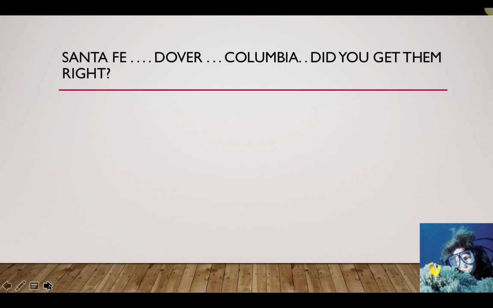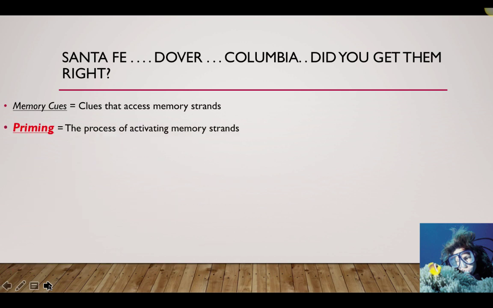Some of you probably got those right. Some of you probably got none of them, which is okay, I guess, for this class right now, but you might want to check your geography. So the memory cues we use, the letters or initials, those are clues that access those memory strands. And if it popped into your mind that was priming, we activated your memory strands.